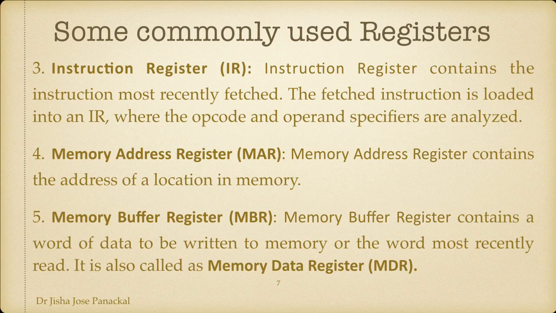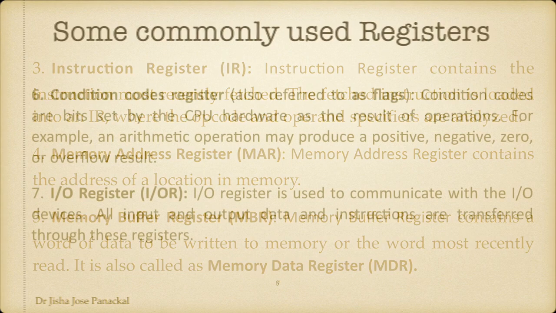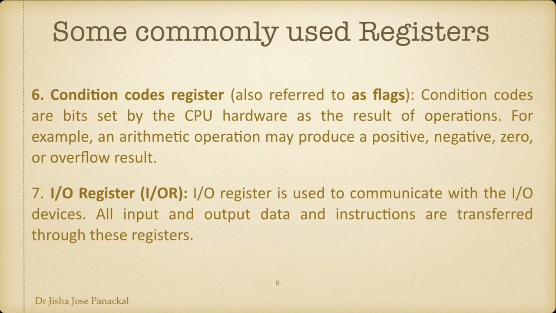So where we want to fetch the data, that address will be stored inside the memory address register, and the memory buffer register contains the data to be written to memory or to be read from memory. It is also called the memory data register, MDR. So these two are considered data registers.